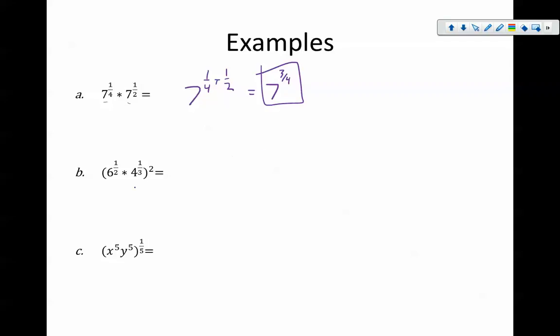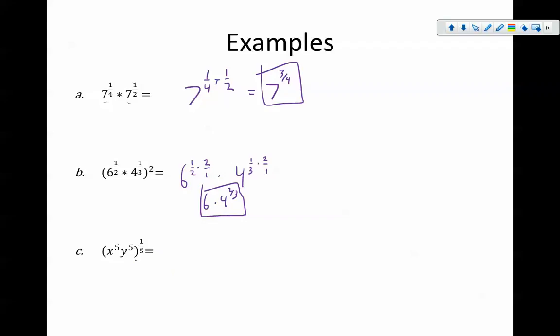Let's look at this second one here. We have two numbers on the inside of the parentheses being taken to this power, so again, everything gets taken to the second power. We have 6 to the 1/2, and it's power to a power, so we're multiplying by 2. That's times 4 to the 1/3 multiplied by 2. So that's going to be 6 to the 2/2, which is 1, so that's just 6, times 4 to the 2/3. And we're just going to leave that like that, because 4 to the 2/3 is going to give us an irrational number.